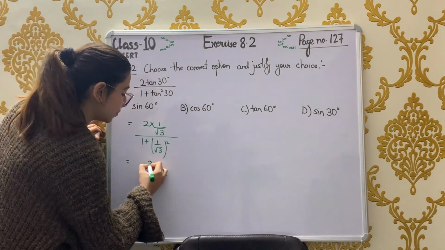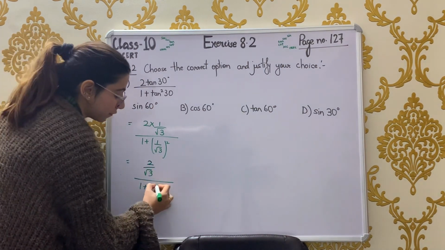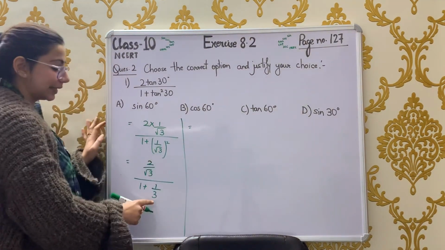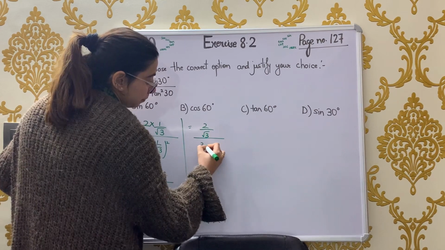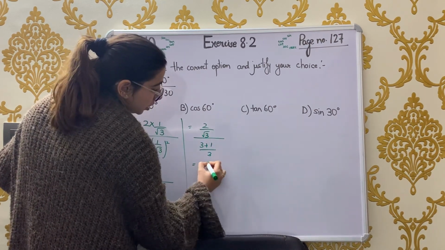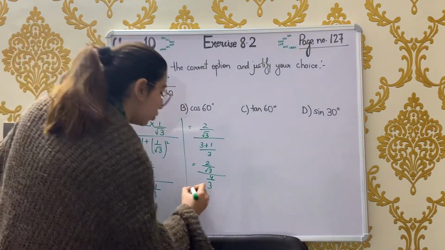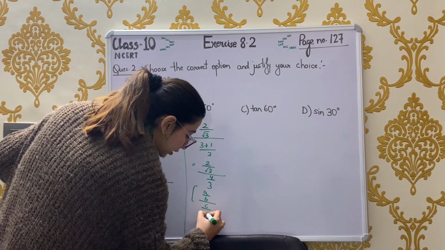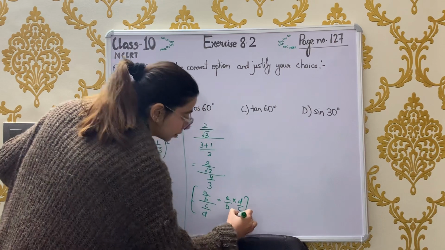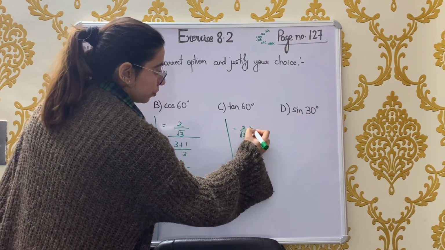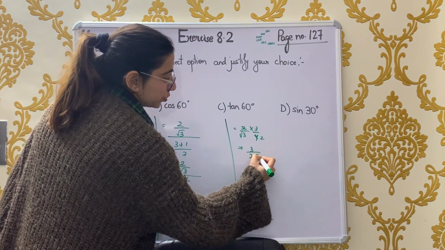So the numerator becomes 2 by root 3 upon, and in the denominator it becomes 1 plus 1 by 3. Taking the LCM in the denominator, we get 2 by root 3 upon (3 plus 1) by 3. That becomes 2 by root 3 upon 4 by 3. Now we know (A by B) upon (C by D) is equal to A by B into D by C. So 2 by root 3 into 3 by 4. This gets cancelled, so we get 3 by 2 root 3.